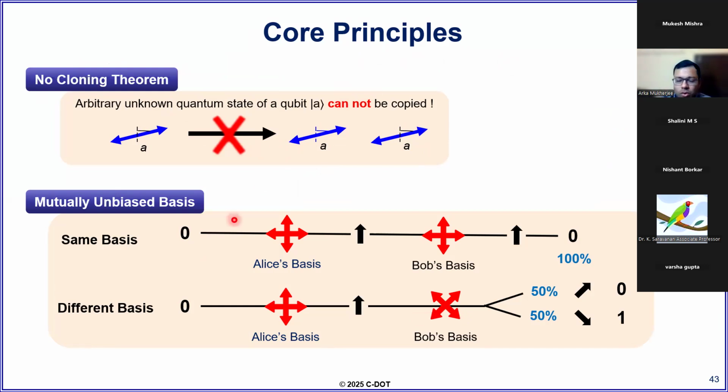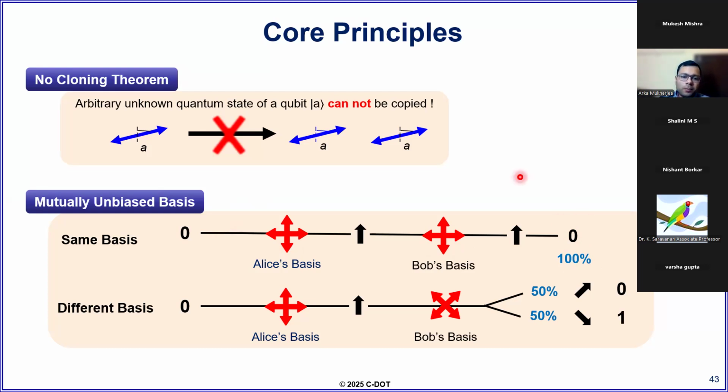So what is the concept of basis? Suppose we make a state 0, and if we measure it in the same basis, then with 100% probability we can get 0. Now what is the concept of basis? To understand that, suppose I have a horizontally polarized light, and I use a polarizer that is either horizontally polarized or vertically polarized, and I measure that state. So with 100% certainty, I can state that this state is either horizontally or vertically polarized.